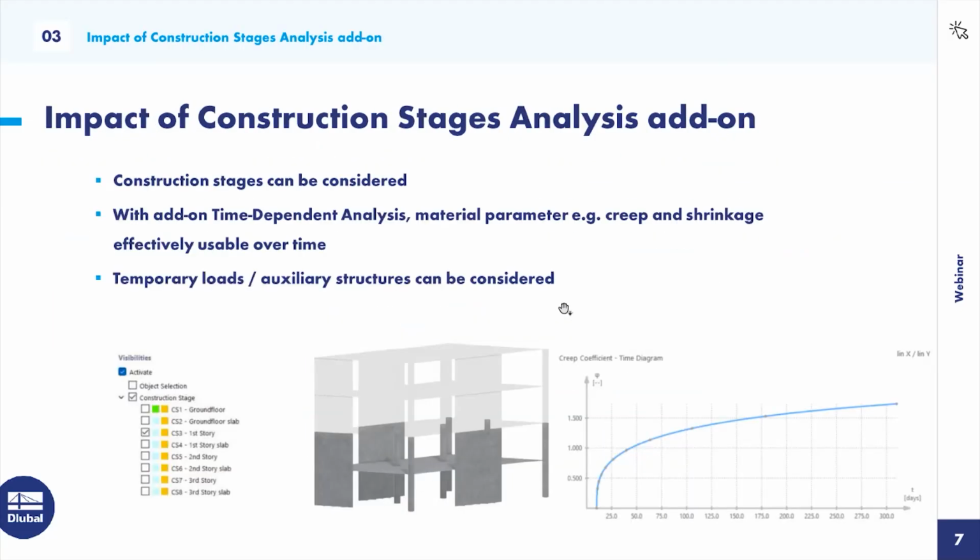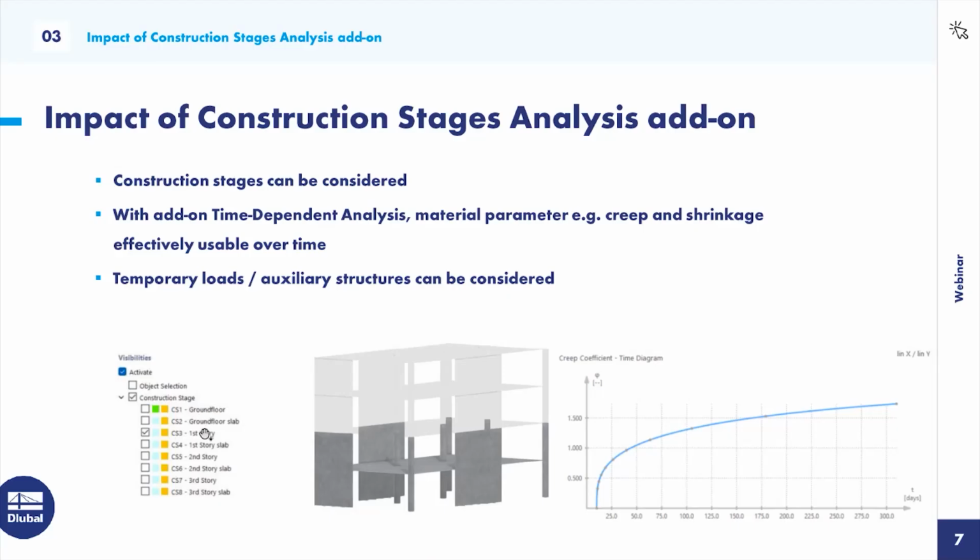Okay, now about the impact of our construction stages analysis. It's more nice to know. I only want to show you the options you have with our add-on. And here it is possible to consider construction stages. So I will show you, for example, here that first the walls and the columns, then let's say after 30 days, we make our slab from the ground floor. 30 days later, the first story, and again.